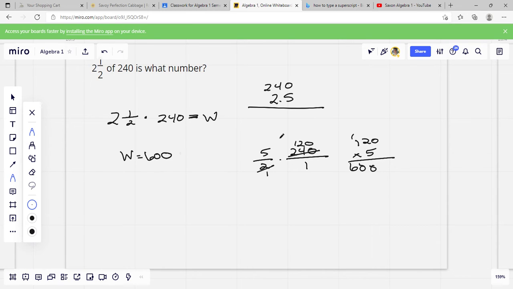Now, if you're using a calculator, this is easier. Remember that 2.5 is just 2.5, and you just type that right into your calculator. 2.5 times 240. And you're going to come up with 600.